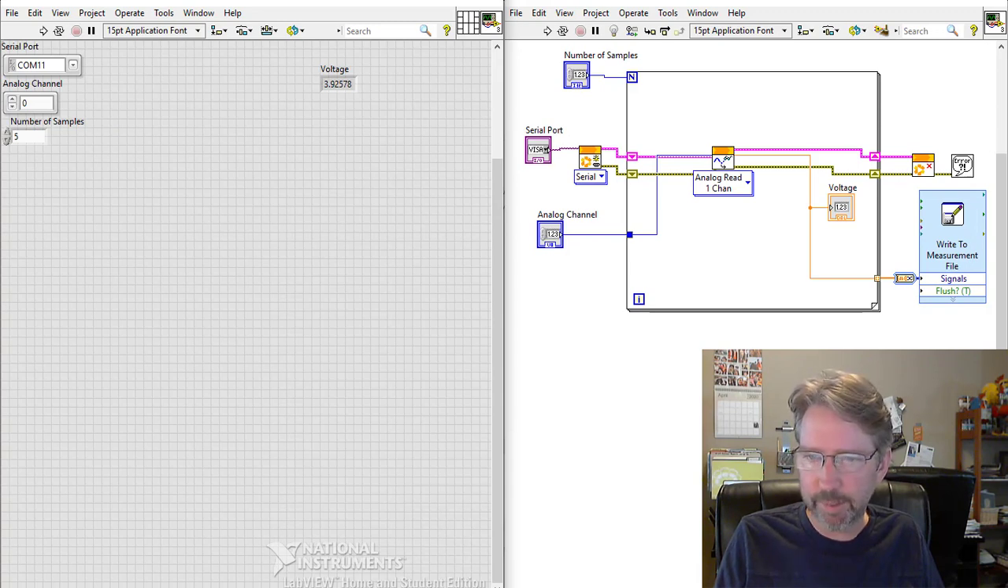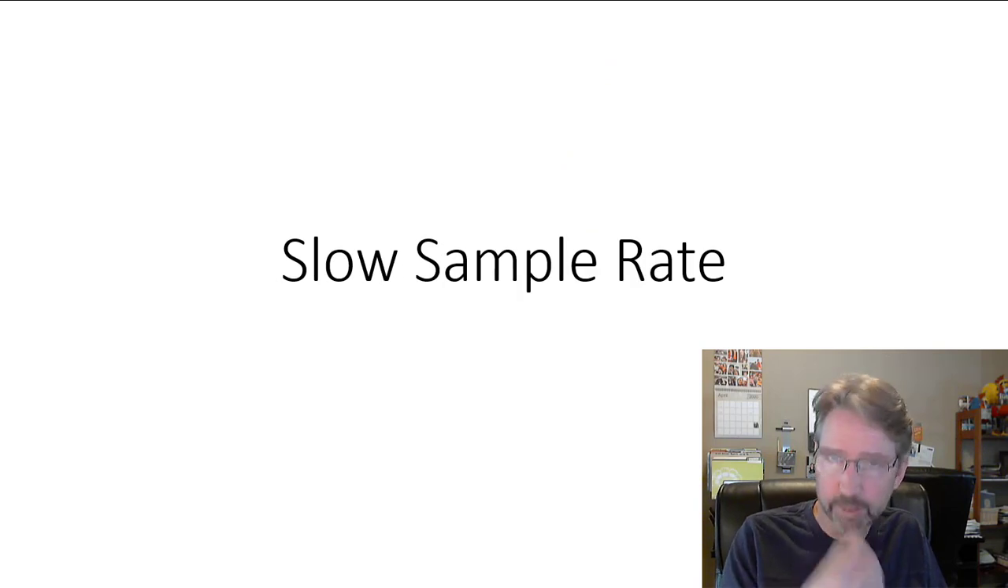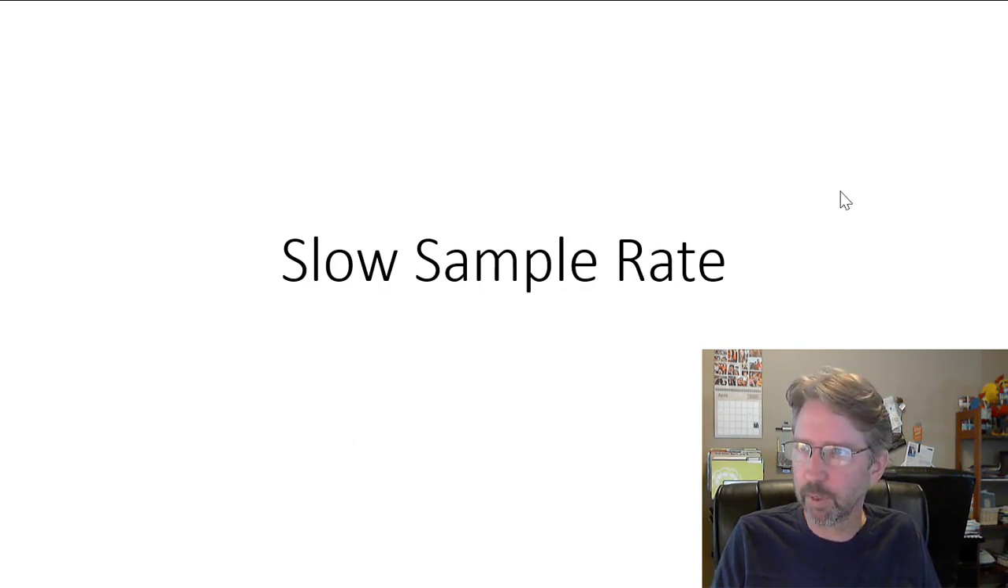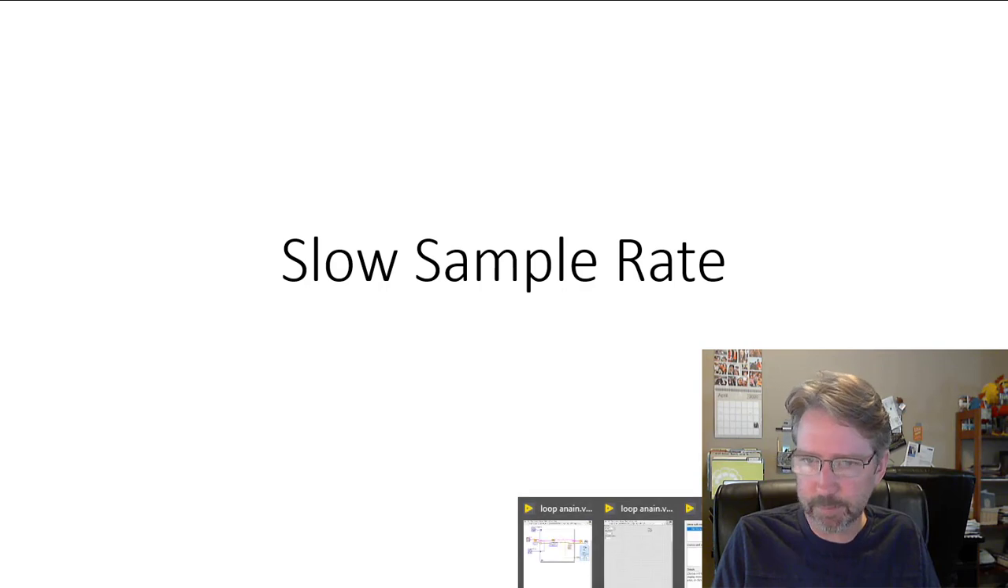Okay, so the last thing we want to do, we've saved the array, is to slow things down. We want to take samples not as fast as possible, but we want to have a dt or delta t between the samples, which will give us the sample rate we want. And so I'll show you how to do that next.